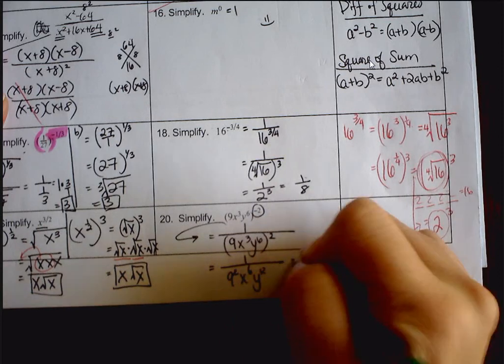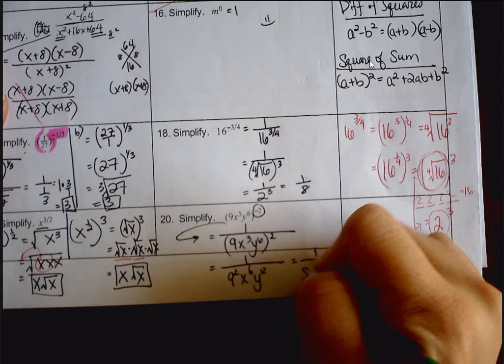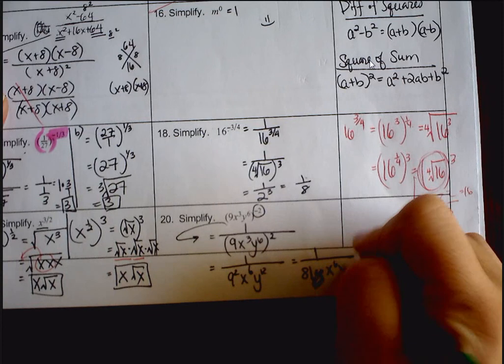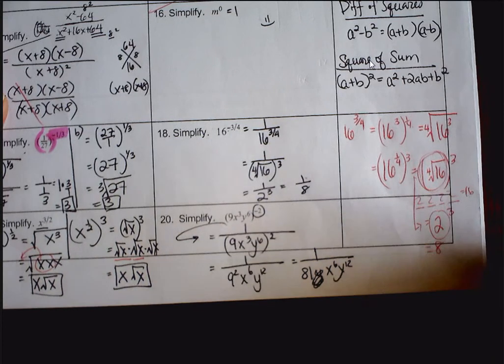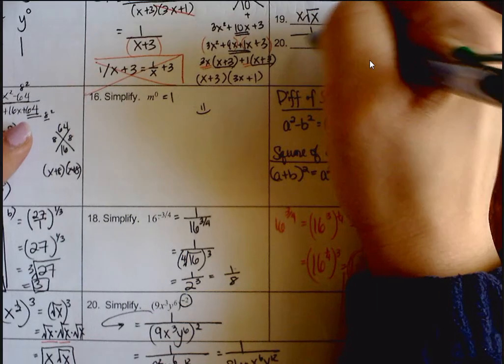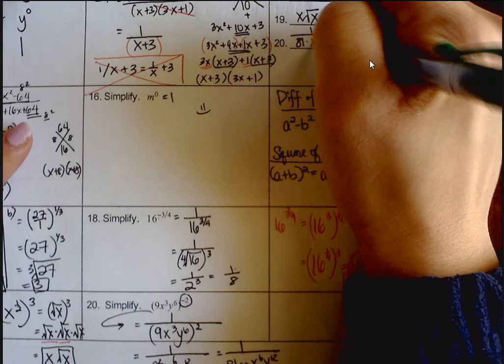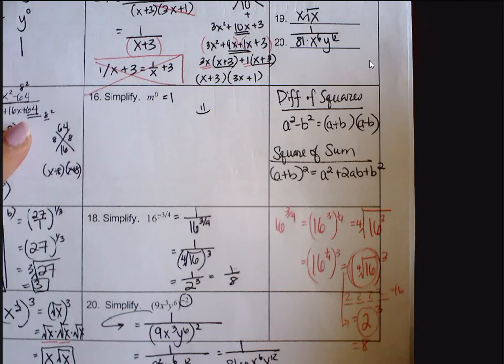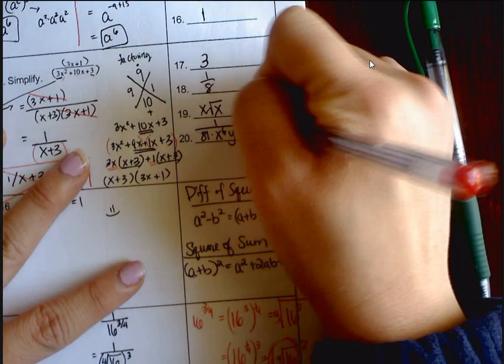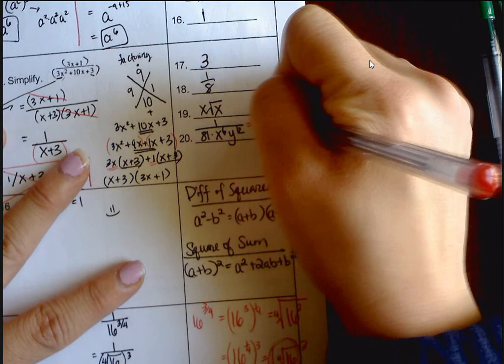And so here are the answers. If you'd like, you could have left this as 1 over 81 times x to the negative 6 times y to the negative 12. Okay? Likewise, you could have left this as 1/4 times x to the 10th times y to the negative 10.